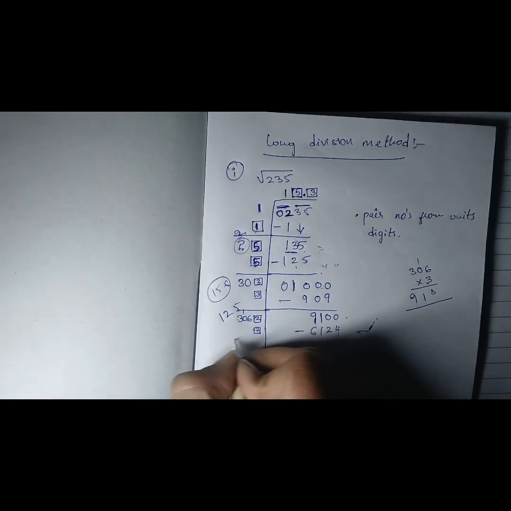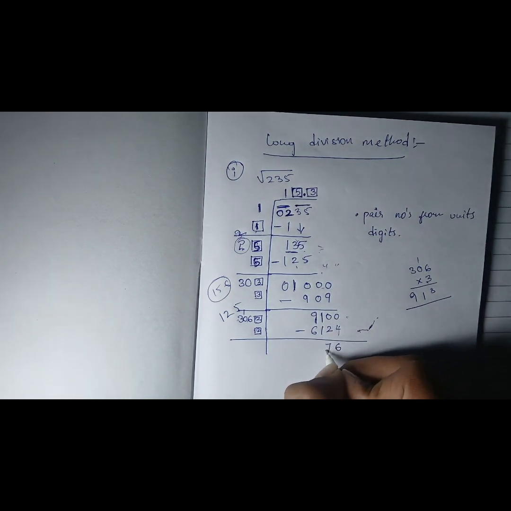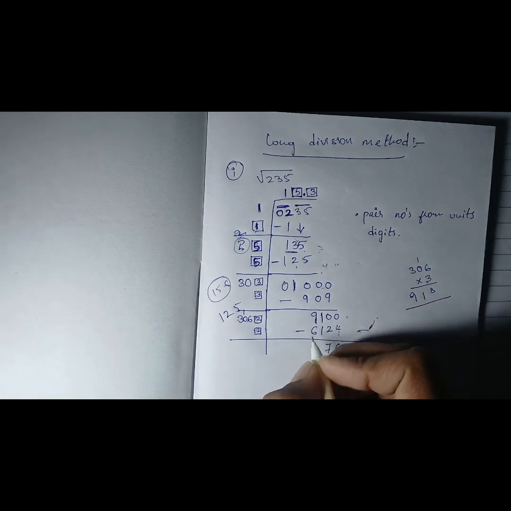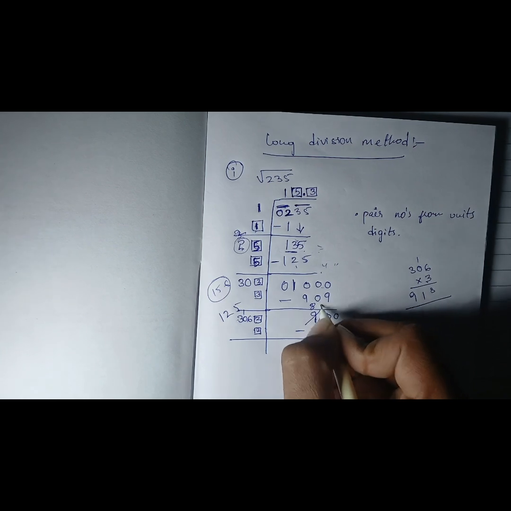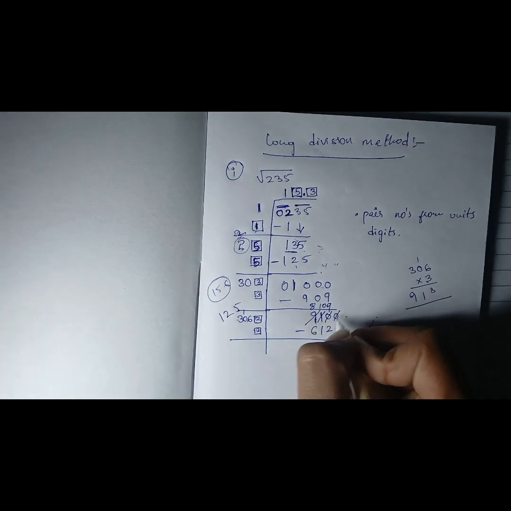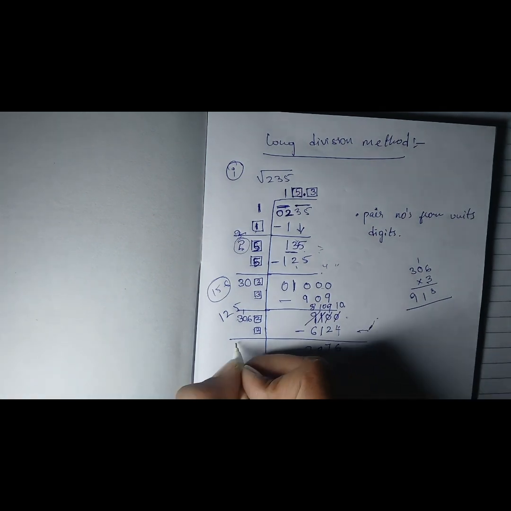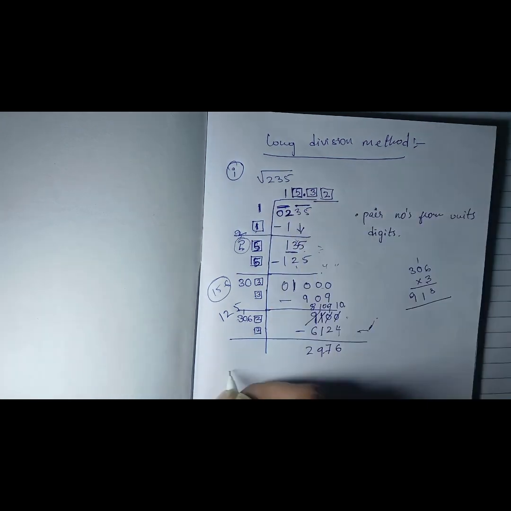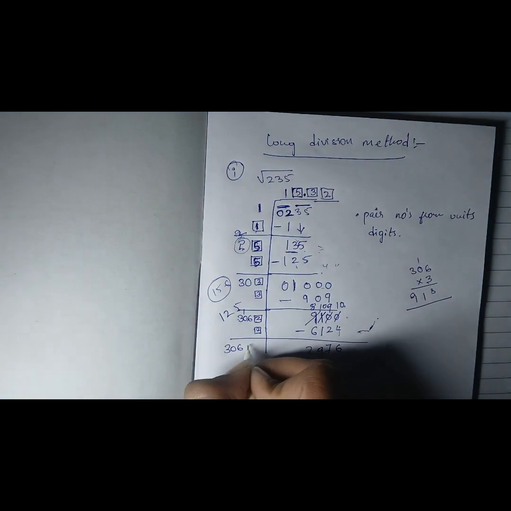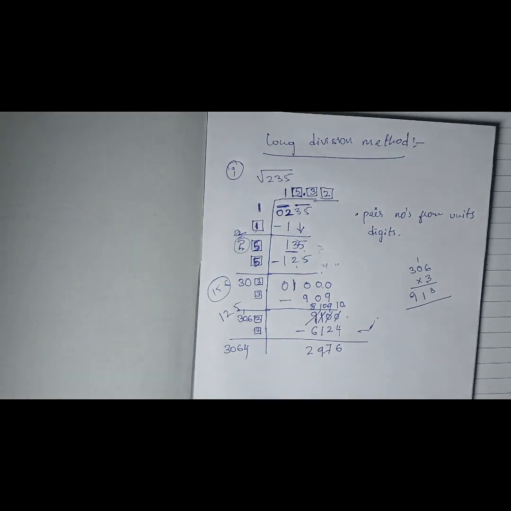Subtract. How much? 10 minus 4, 6, 9 minus 2, 7, and 10 minus 1, 9, 8 minus 6, 2. You wrote 2 here, you should write 2 here, and 4. Now you can continue this process.